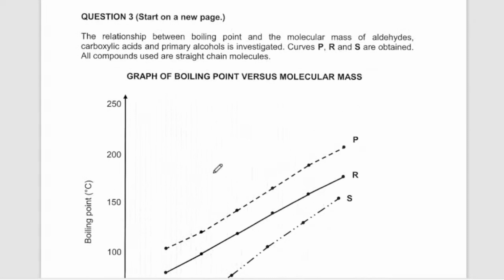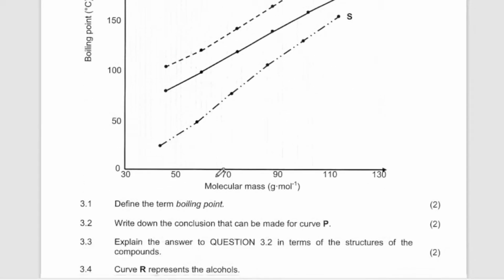They're saying the relationship between the boiling point and the molecular mass of aldehydes, carboxylic acids, and primary alcohols is investigated. The curves P, Q, R, and S are obtained. All compounds used are straight chain. This is a key point, a straight chain. So it means that you won't be disturbed.